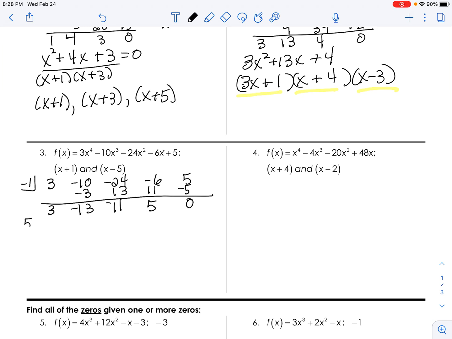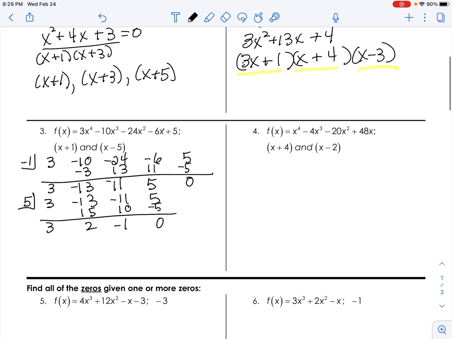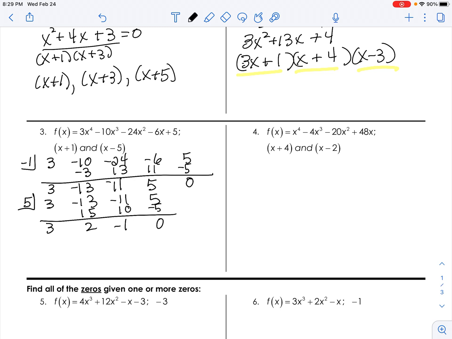If x minus 5 is a factor, then 5 goes into the house. We can use those same numbers: 3, negative 13, negative 11, and 5. Synthetic division again. Bring down the 3, 15, add 2, 10, negative 1, negative 5, 0. When we did the first synthetic division, the numbers at the bottom represented a cubic polynomial. It's always one less than the original. So now this is a quadratic, 3x squared plus 2x minus 1.